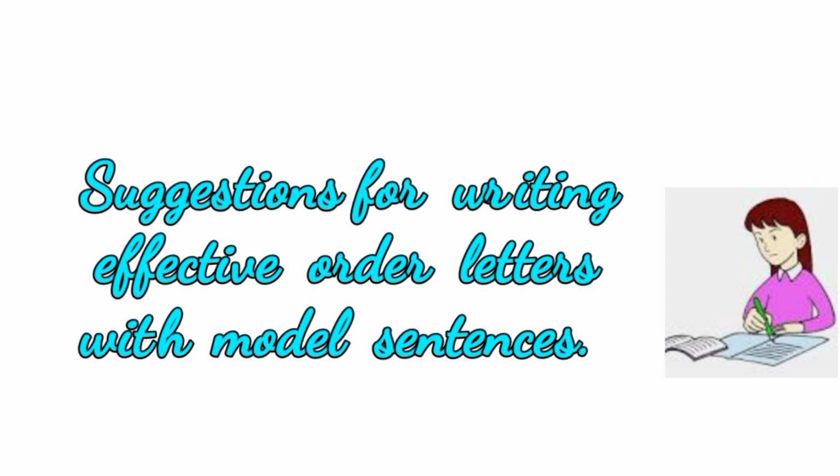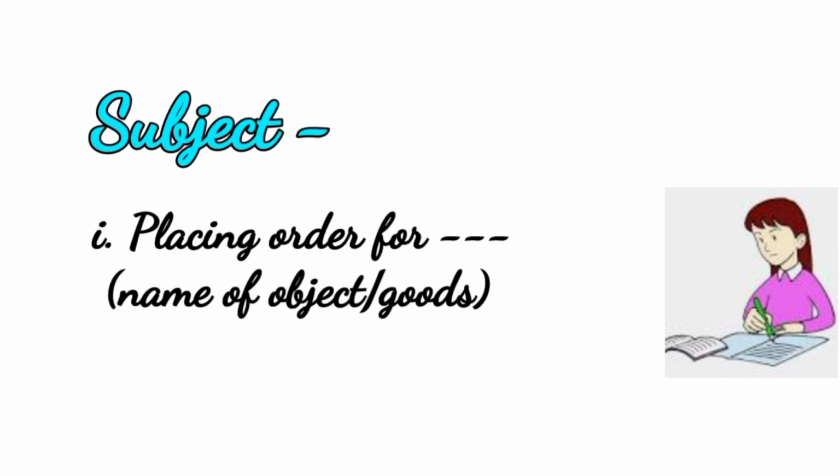I'm going to give you some suggestions for writing effective order letters, and along with that, model sentences to write each and every thing in the letter. Let's start with the subject. You may begin the subject like this: placing order for sports equipment. Sports equipment may be replaced with the object for which you are placing the order.